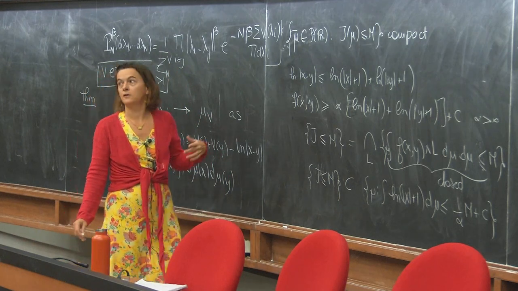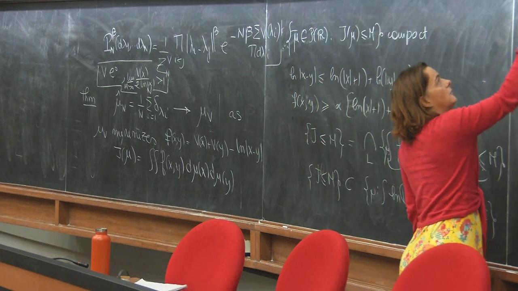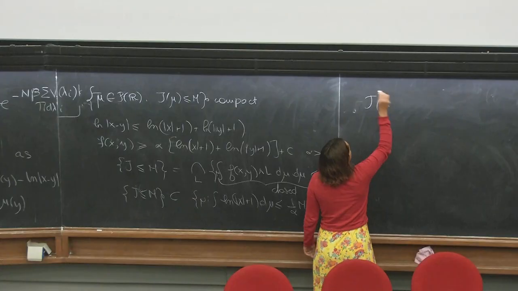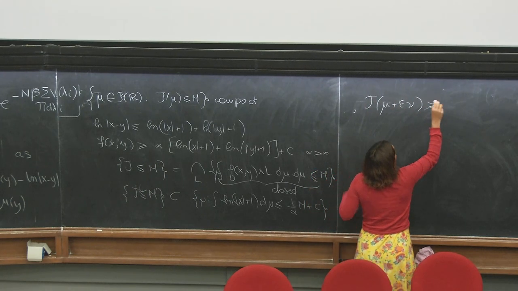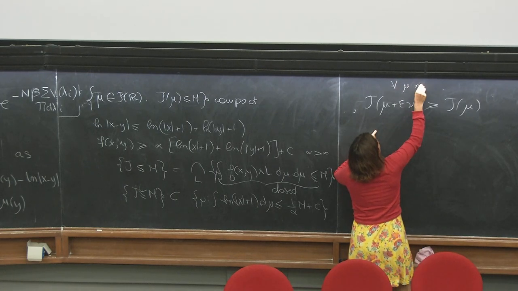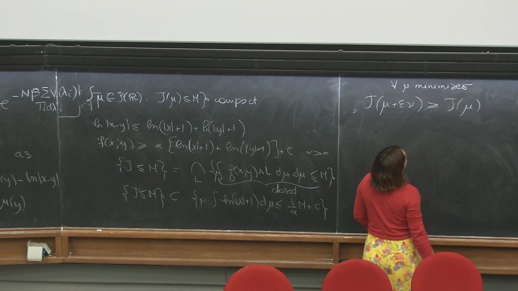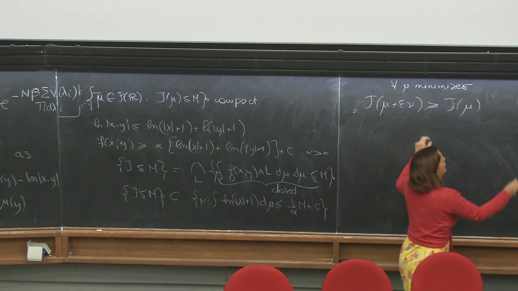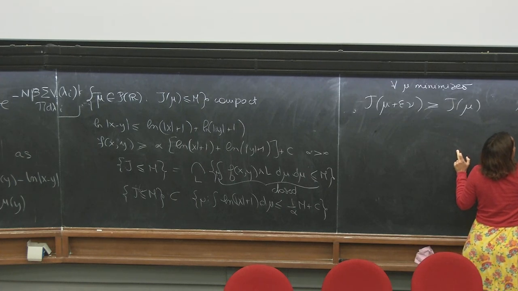Okay, so this was just to say that now I have a nice function. This G is a nice function. It achieves its minimum value. So you can characterize the minimizer by saying that a minimizer mu will satisfy this inequality for all nu, so that mu plus epsilon nu is a probability measure.